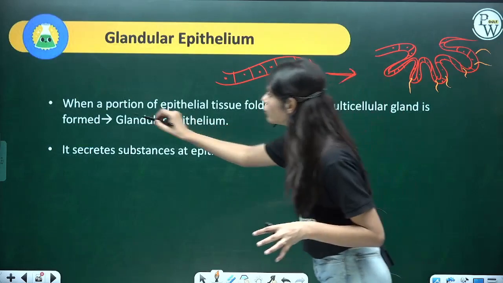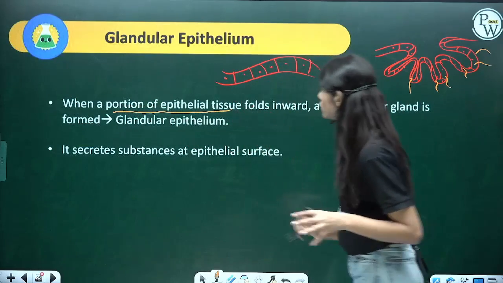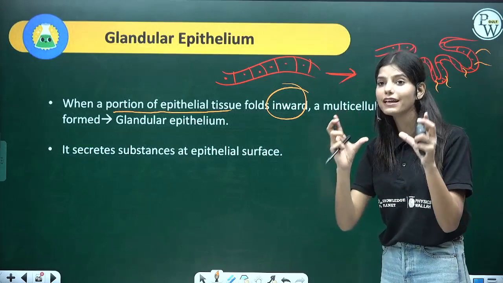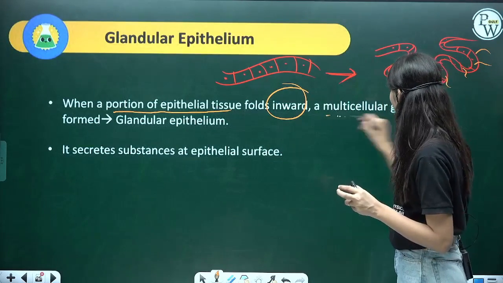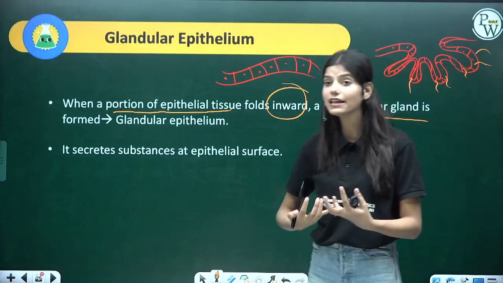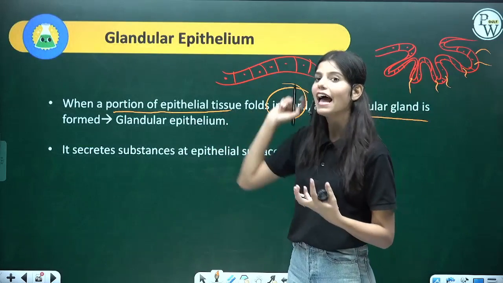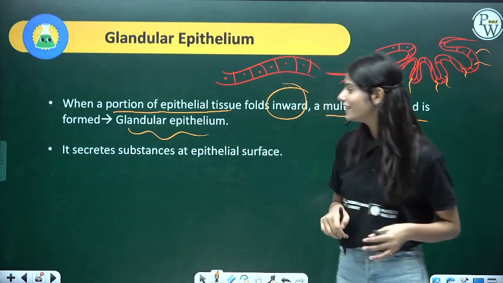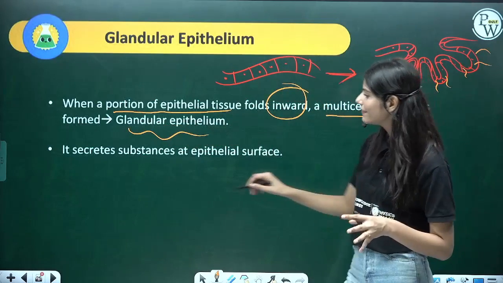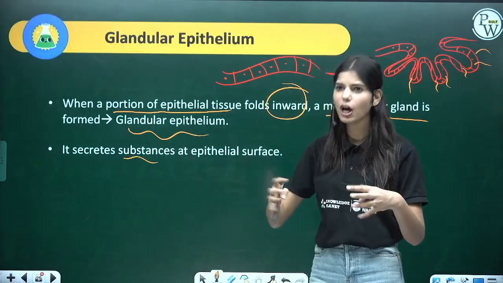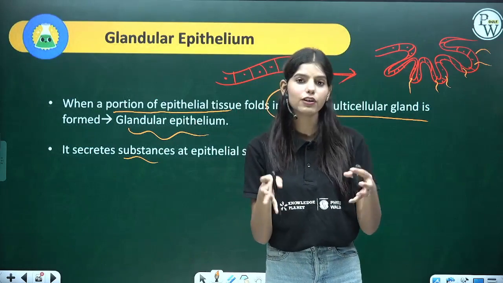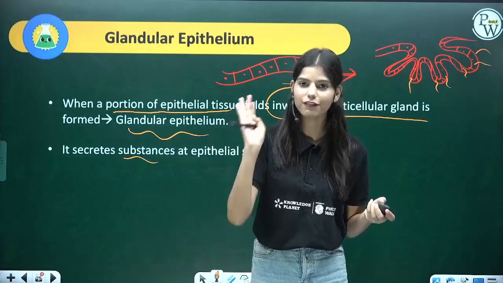So when a portion of epithelial tissue folds inward, it makes a multicellular gland which can secrete material on the epithelial surface, and now this epithelium will be called glandular epithelium. Also guys, it secretes substances like enzymes or mucus on the surface, so that various organs of our body can perform their specific function.